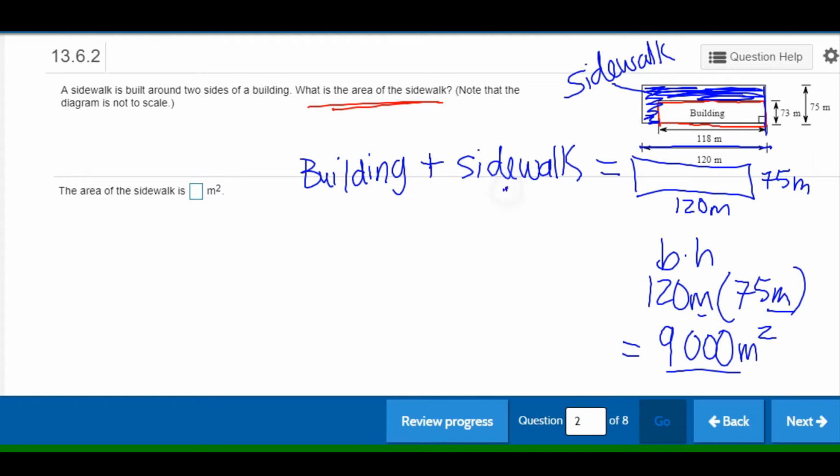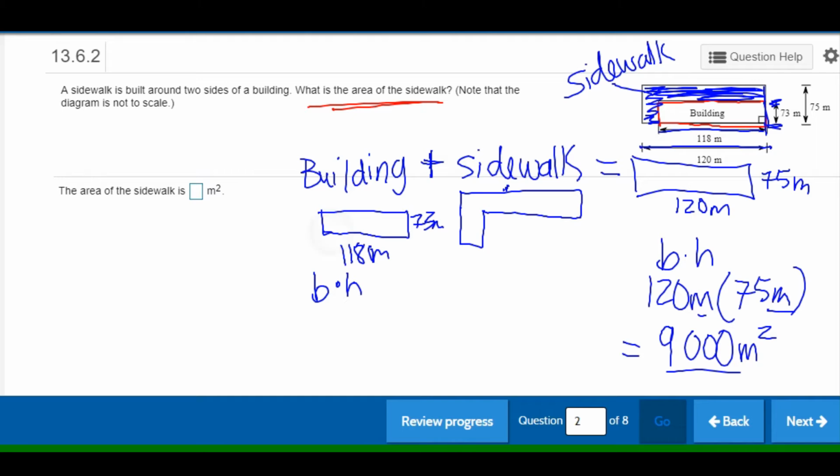Now we can easily find the area of the building, not the sidewalk. We want to find the sidewalk, which is unknown. This is an irregular polygon, so we can decompose it or we can subtract. So this is the sidewalk, and then we have the building right here, which is the shape of a rectangle. The base of the building is 118 meters, and the height of the building is from here to here, which is 73 meters. And since this is a rectangle, we use the formula base times height to figure out how many square units is inside of this figure.